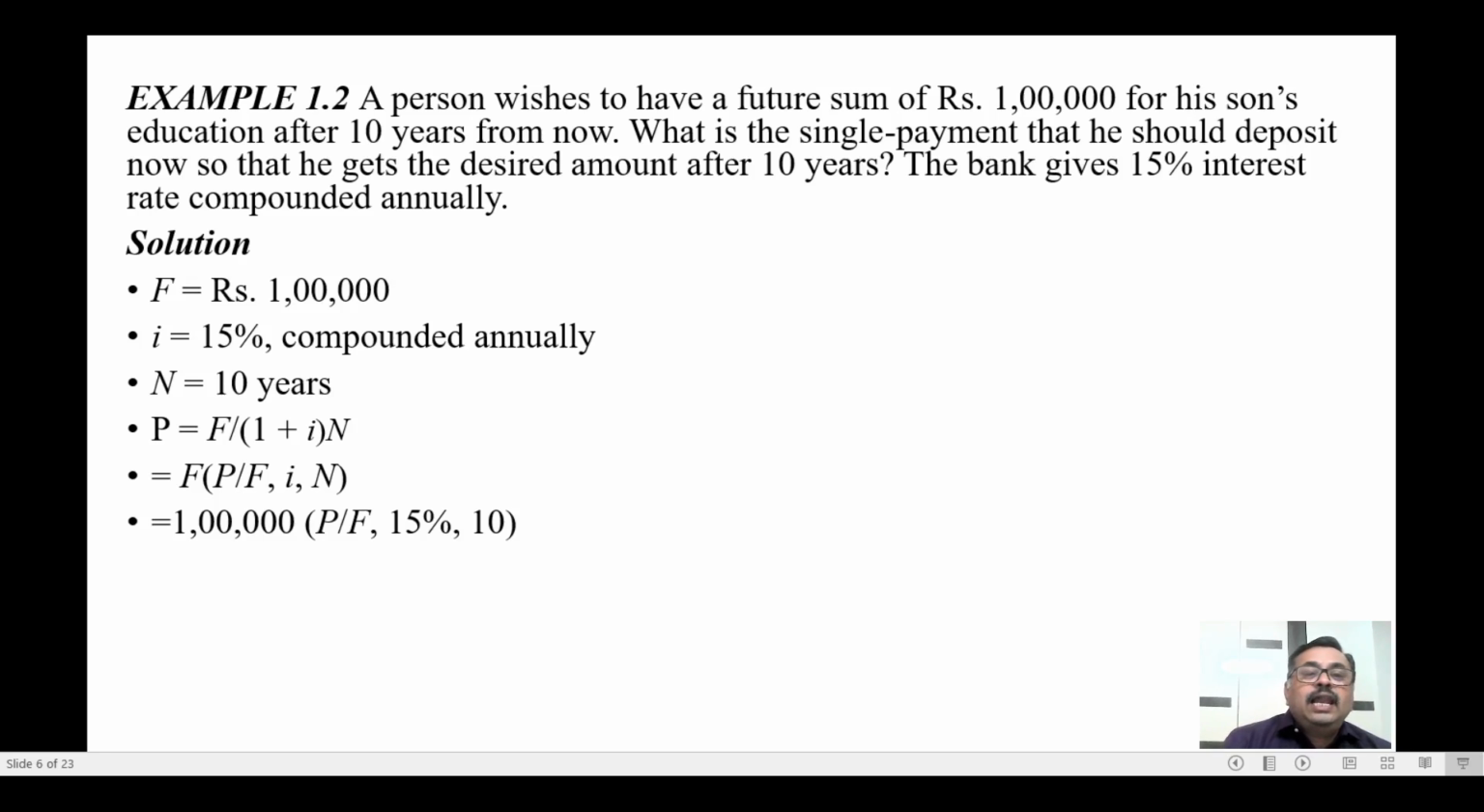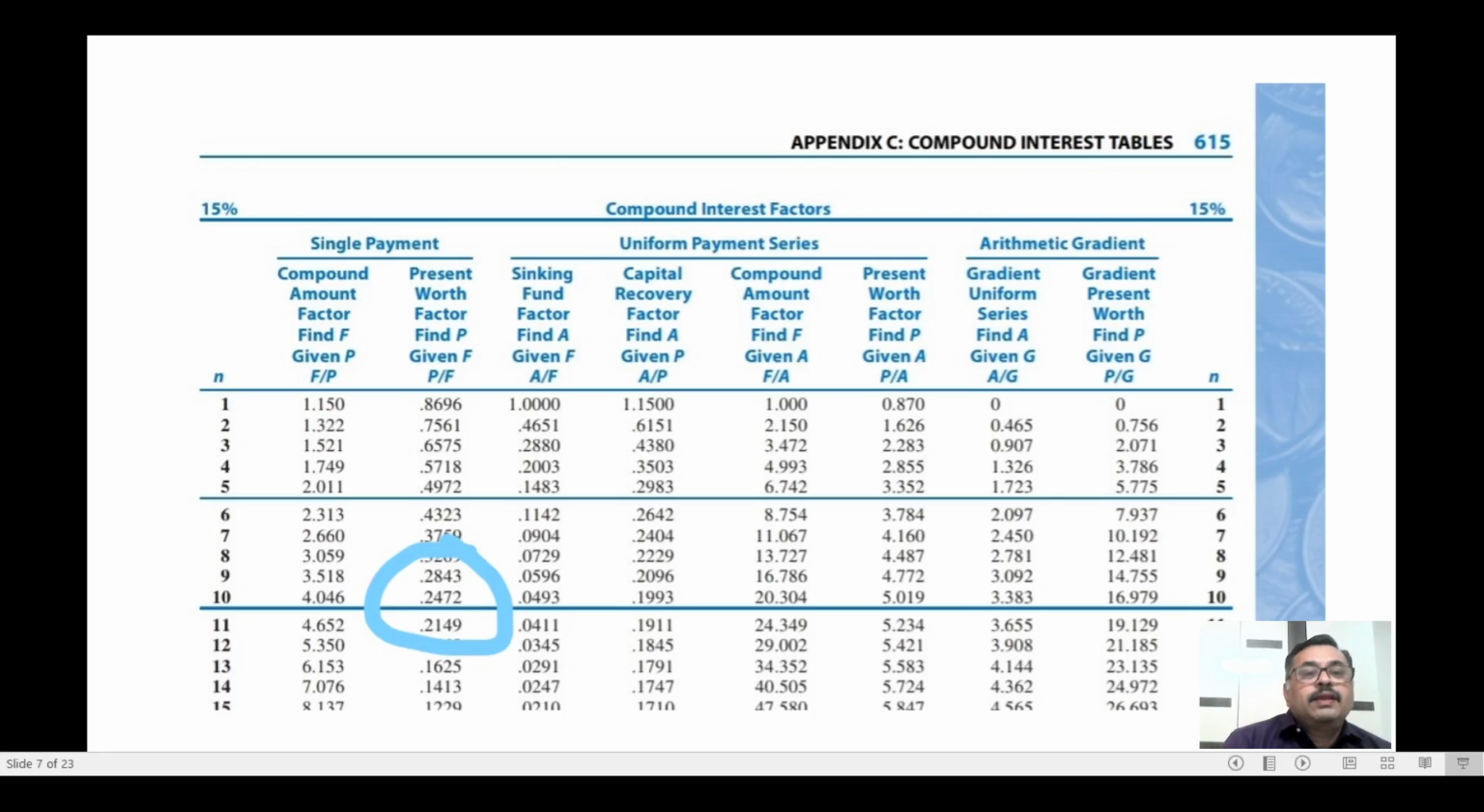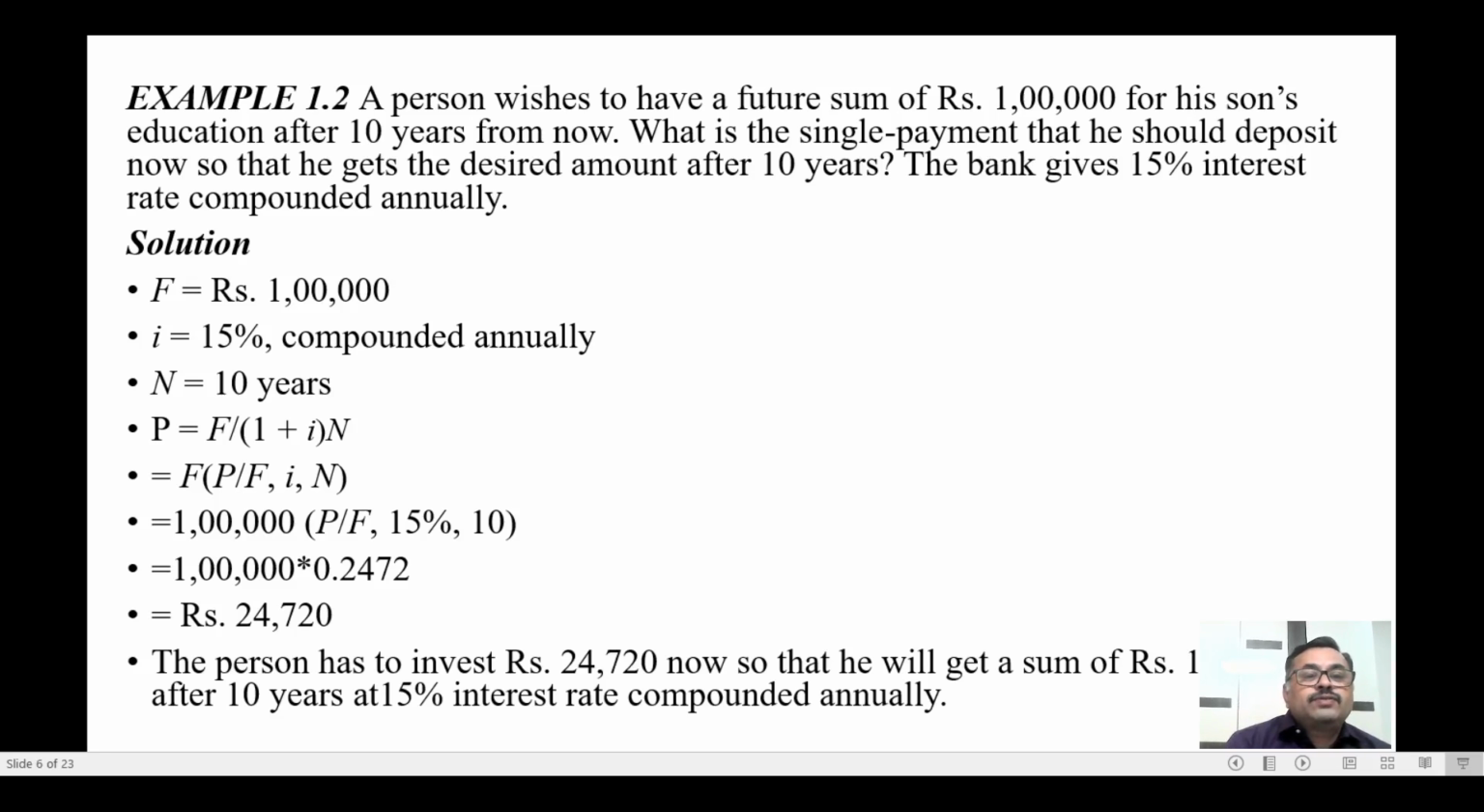So with this, let us go to the table, and for the 15% and for the time period 10 years with P bar F. If you can see the P bar F here, that is the table, the single payment series, P bar F 15% and N is 10 years, it is 0.2472. This we have to take and substitute here.